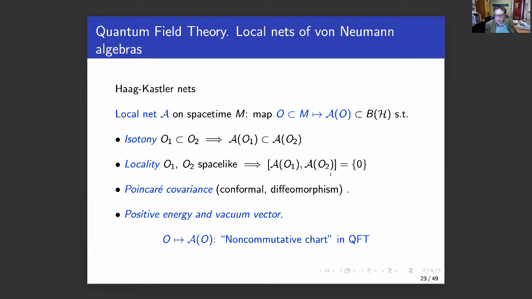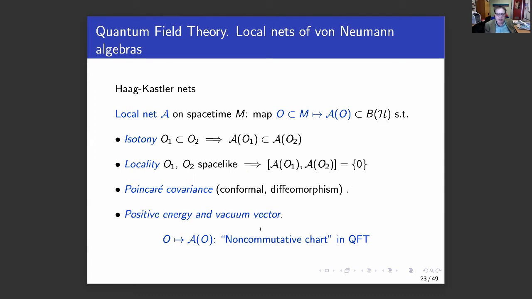This is Einstein causality, because if two observations are independent, they must commute. And the other is symmetry, Poincaré covariance, for example. That's the most natural, but in low dimension, we can have, for example, diffeomorphism invariance, conformal invariance, and so on. And positivity of the energy. So the generator of translations should have a positive spectrum, so positive energy.